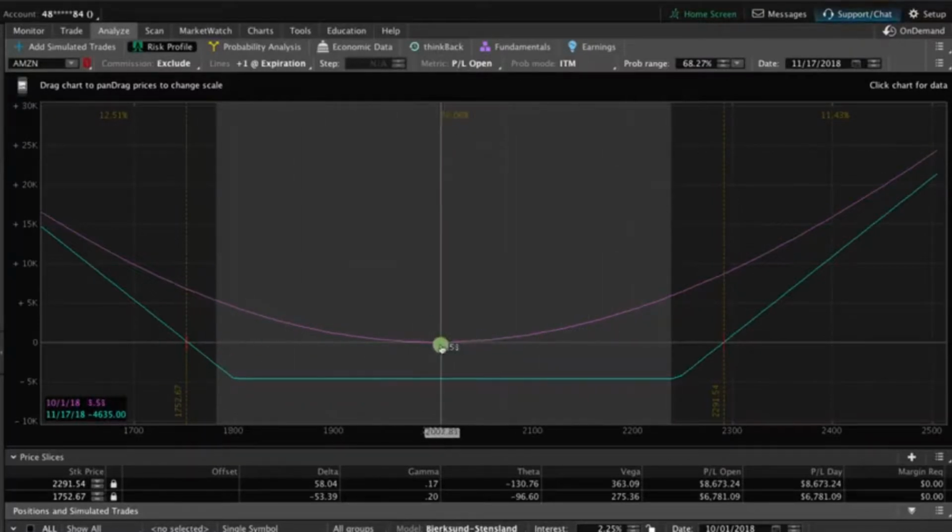However, remember, with a short strangle, we wanted price to stay in this specific range to make a profit. In the case of a long strangle, we need a large directional move in one direction or the other, and we need to be outside of these price slices at the time of expiration to make any money. So in this case, we have over a 76% chance of losing money on this trade and just a 24% chance of making money at expiration.